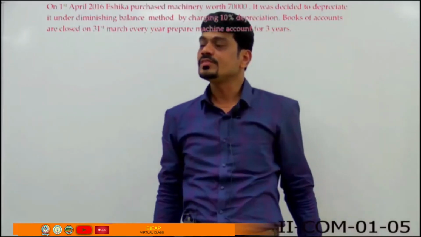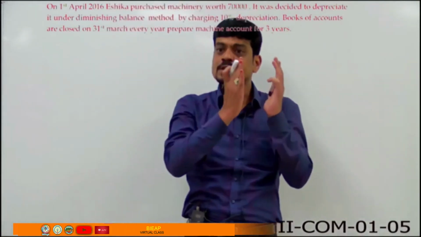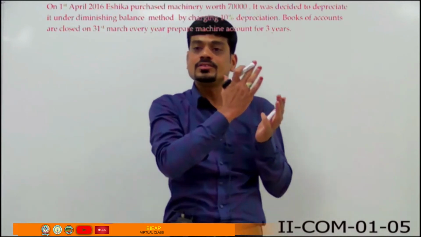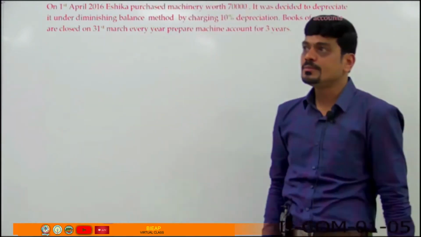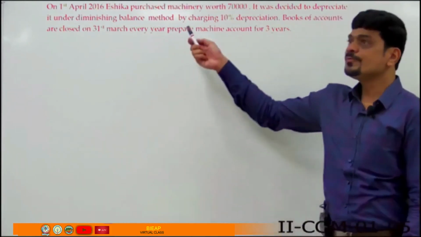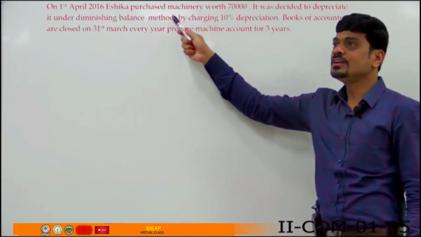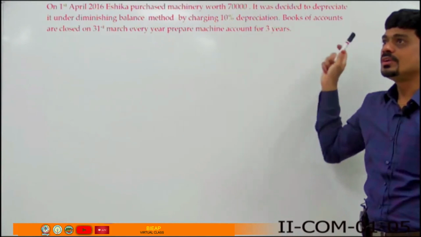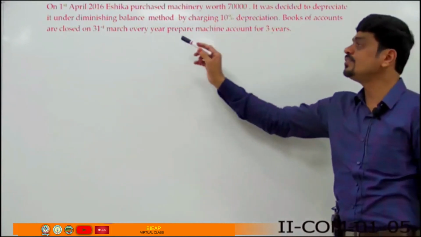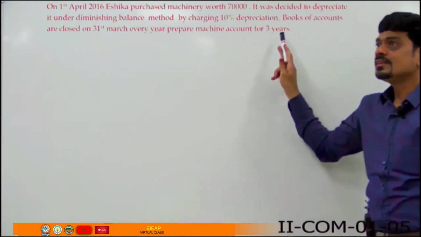So dear students, as I said, we are going to solve the problems. The same 3 problems that we did in the straight line method, the same pattern of problems we are going to do under the diminishing balance method. Now if you see on the board, we have the problem. We bought the machine on 1st April. For how much did we buy? 70,000. Which method of depreciation? Diminishing balance method. Rate is 10%.